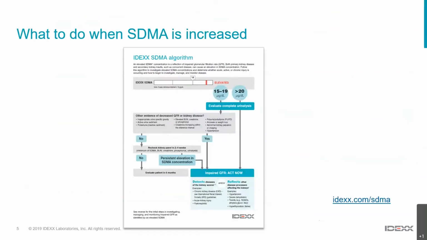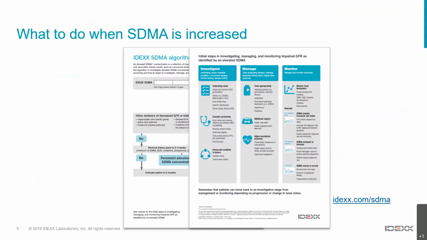So what do we do when we have a patient that has an elevated SDMA? We have this algorithm that we can follow to determine whether acute, active, or chronic injury is occurring and how to begin to investigate, manage, and monitor the disease. It is for use when SDMA is increased, irrespective of whether creatinine is normal.